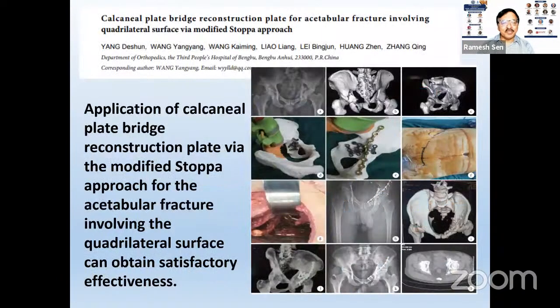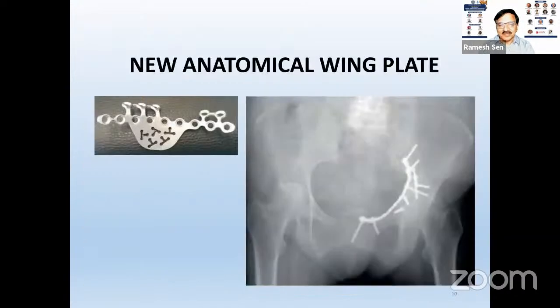Then if you keep on looking around for those plates, people use calcaneal plates to support the medial quadrilateral plate along with the superior plate. Then there came another called the new anatomical wing plate. Again, if you look at it, they will primarily support on the medial side with extension on the superior side. So this was a medial support and this was holding on the superior side.